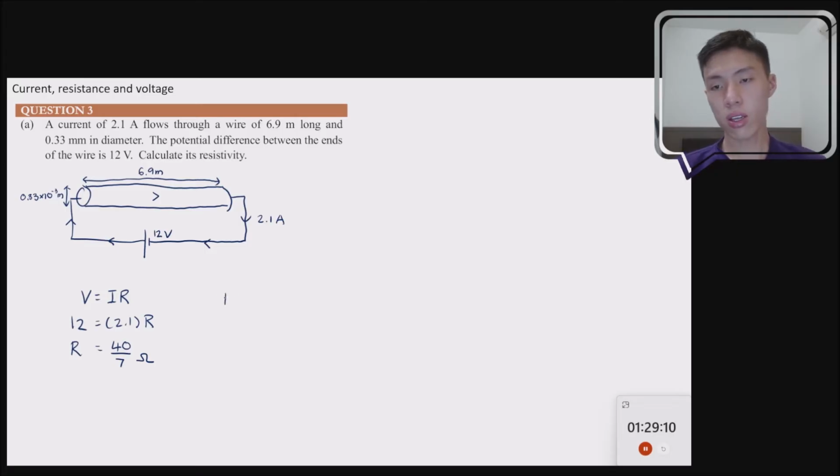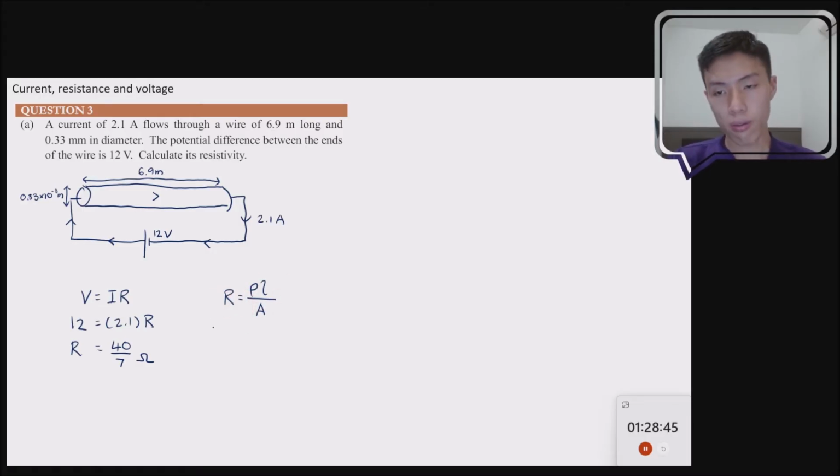Now I know that this resistance depends on a few factors, which is the material represented by its resistivity. It depends on its length as well: the greater the length, the greater the resistance. And also the cross-section area: the greater the cross-section area, the lesser the resistance. So this is the equation that shows the three factors that affect resistance. There's also temperature, but it's not contained inside this equation.